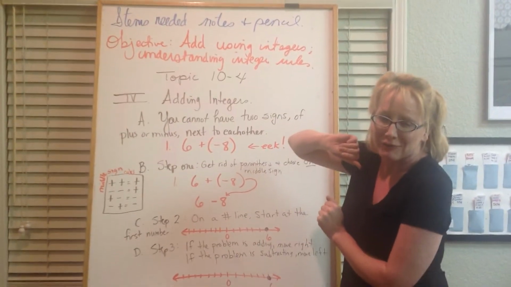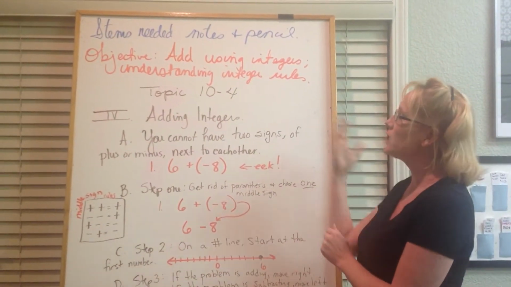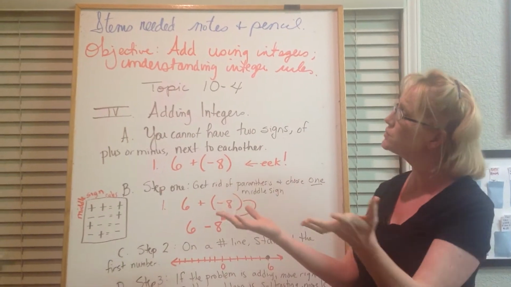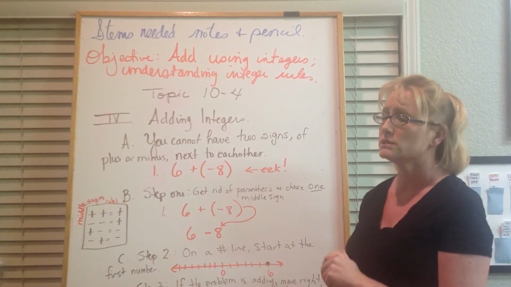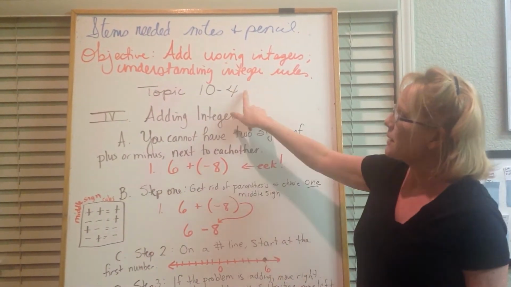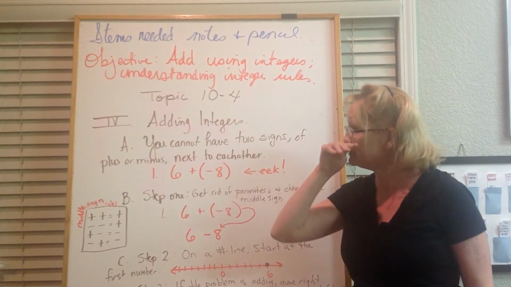Let's go over topic 10.4, shall we? You're going to need your notes and your pencil. Our job today is to add integers. Remember, integers means positive and negative numbers, and you have to understand integer rules. We'll be going over this for days and days and days. So it's topic 10.4, where we're going to use Roman numeral 4, adding integers.